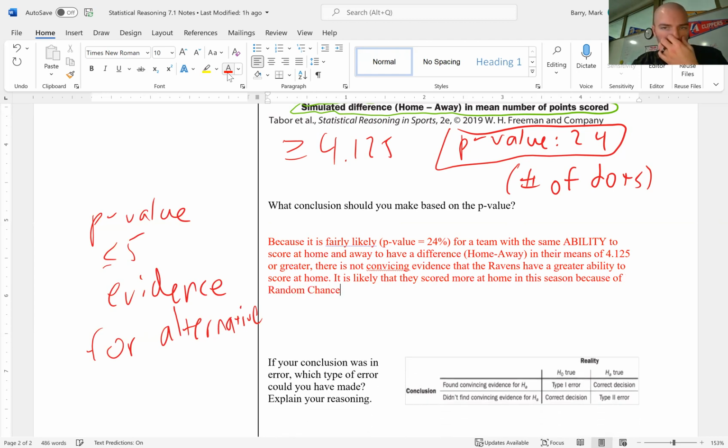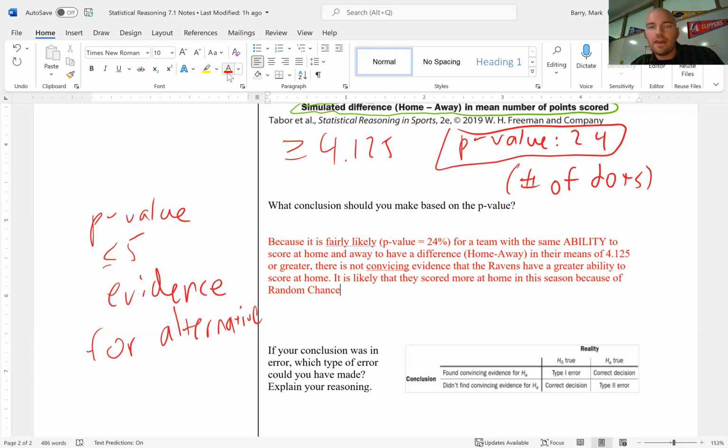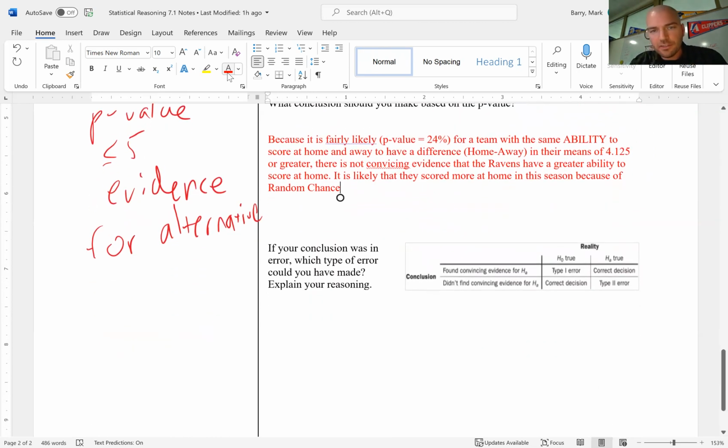Okay. So yeah, if we get that small p-value, which like I said, less than or equal to 5, then you're going to be saying that we have evidence for the alternative hypothesis. So if it's greater than 5, we're going to say we don't have evidence for the alternative hypothesis. All right, and then lastly here, it says if our conclusion was an error, so if we made a mistake, and this does happen sometimes, which type of mistake did you make?